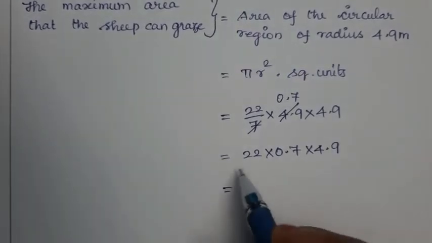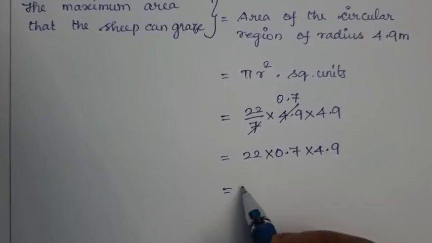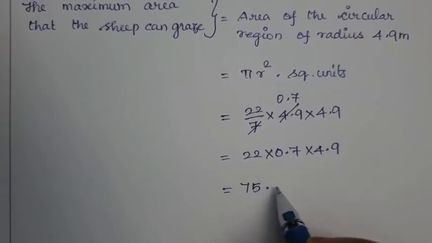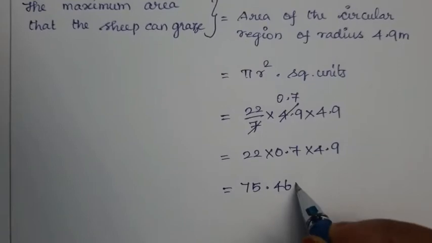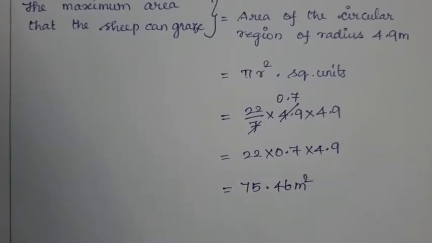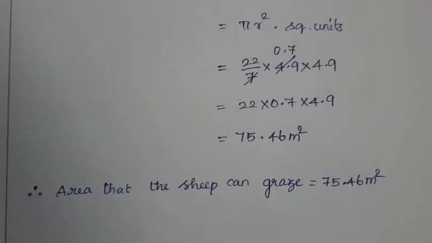By multiplying all these numbers we get 75.46 meters squared. Therefore, the area that the sheep can graze is equal to 75.46 meters squared.